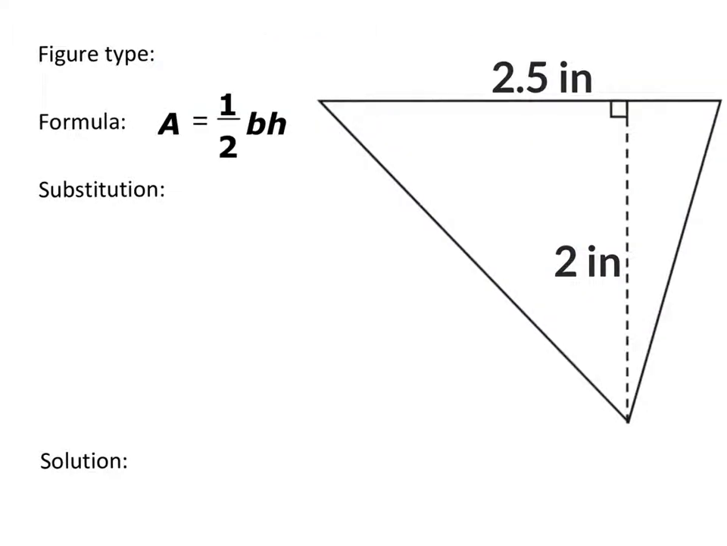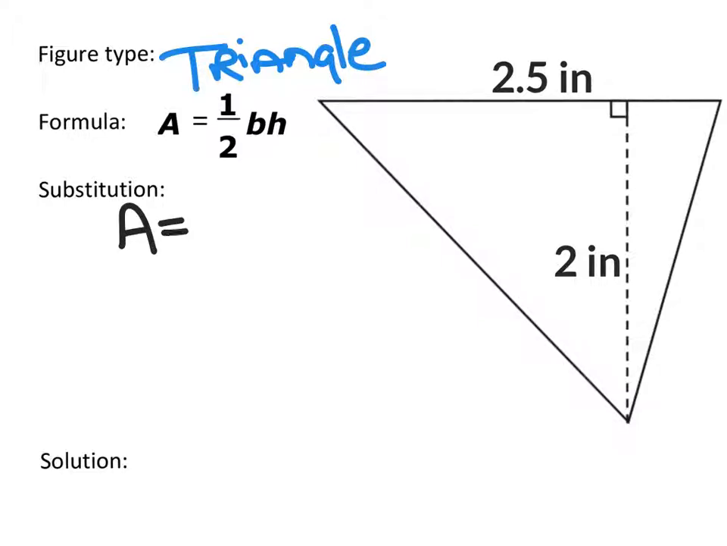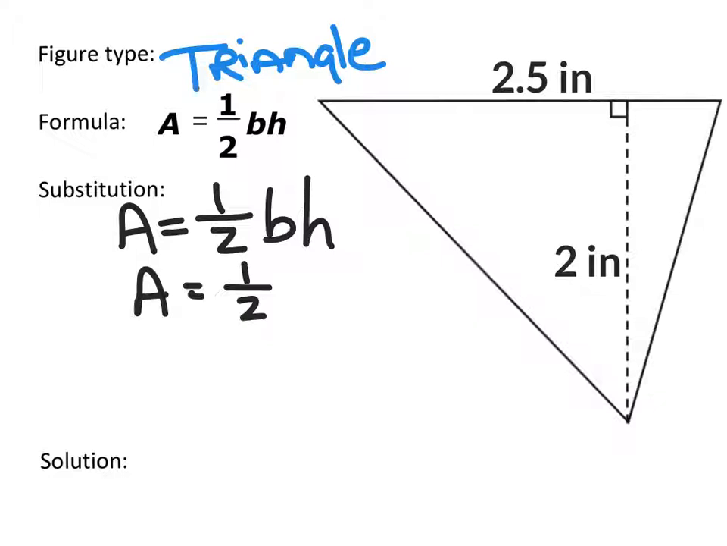Our third example uses an entirely different figure. Do you recognize it? This is a triangle. The area formula for a triangle is A, or area, equals 1/2 of the base times the height. 1/2 of the base times the height. So for substitution, we write area equals 1/2 of BH. Area equals 1/2. What is the base?